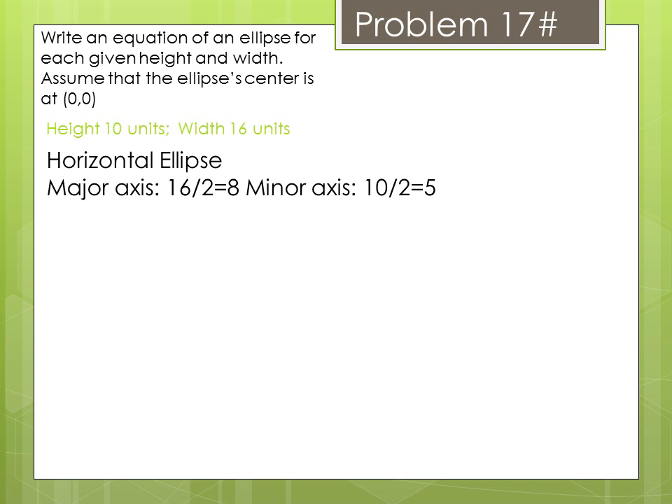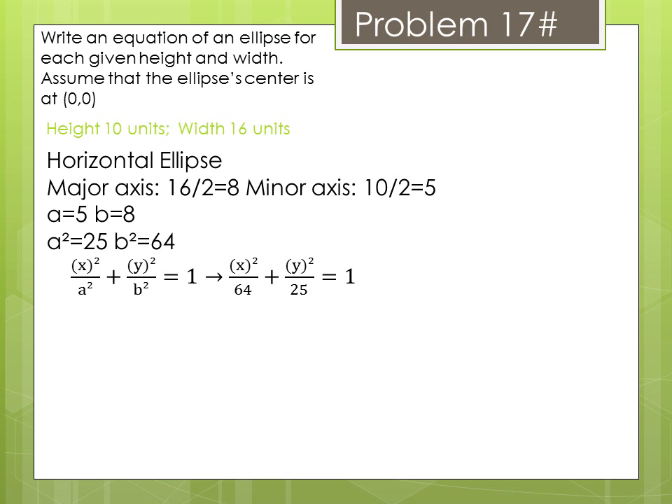The major axis is going to be 16, and the minor axis is going to be 10. So the first step is to divide the major axis and the minor axis by 2, giving us 8 and 5. This means that a is equal to 5 and b is equal to 8. a² is equal to 25, while b² is equal to 64. And here is the equation for an ellipse. And all we do is plug in what we know, which is a² is equal to 25 and b² is equal to 64. And we have our equation. It's that simple.